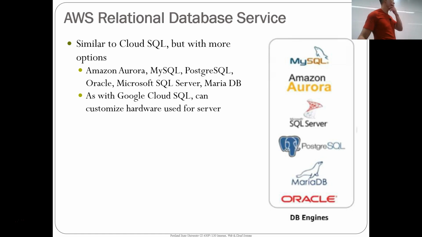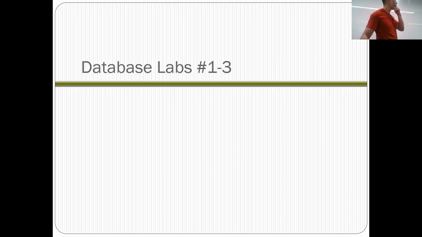So for database labs 1 through 3, the first lab is for you to get practice with SQL, with the INSERT INTOs and the SELECTs. The second lab is to deploy and interact with a Google Cloud SQL database backend. And the third lab is to set up and interact with an AWS RDS backend. So those are your labs.